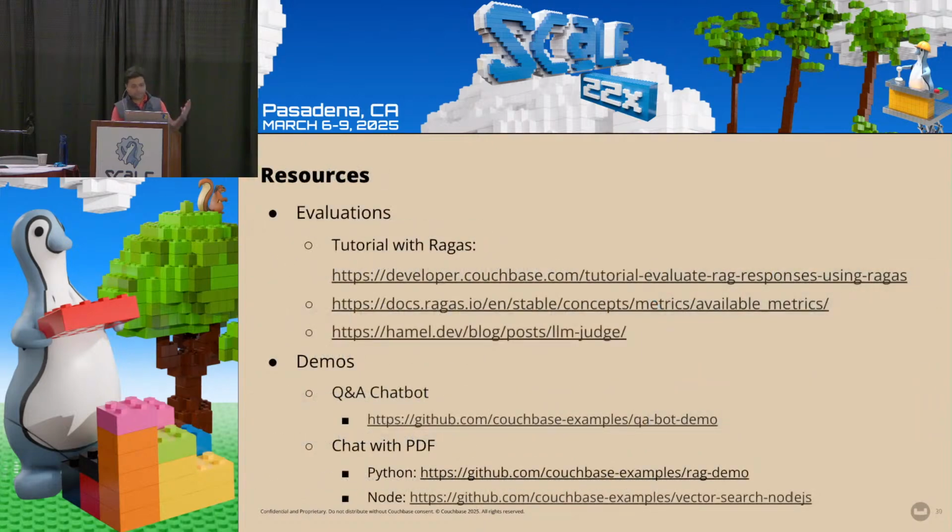Yeah, and I have some resources here. We have a tutorial that tells you how to evaluate RAG responses using RAGAS. You have all the metrics, which are documented on the RAGAS site as well. There's also a good blog post from Hamel Hussain, which talks about using LLM as judges. And you also have all these demos that we saw earlier. All of them are public, so you can use them if you like.